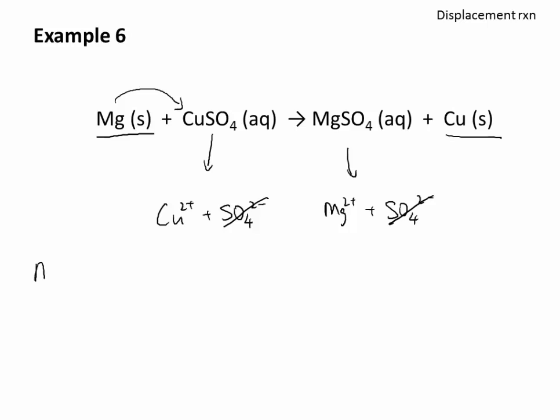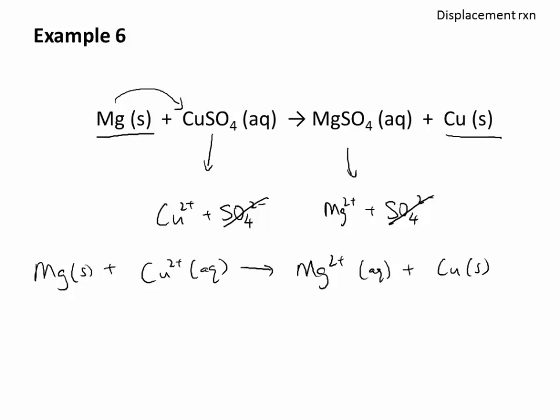So when you rewrite the equation, Mg solid plus Cu2+ gives you Mg2+ plus copper metal. This ionic equation clearly shows you that magnesium, being a more reactive metal, displaces copper from its solution, so you can get copper metal while the magnesium becomes the ion. So this is the ionic equation of the displacement reaction.